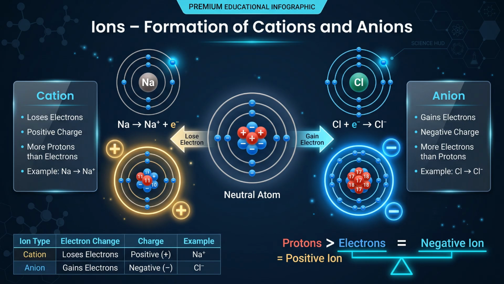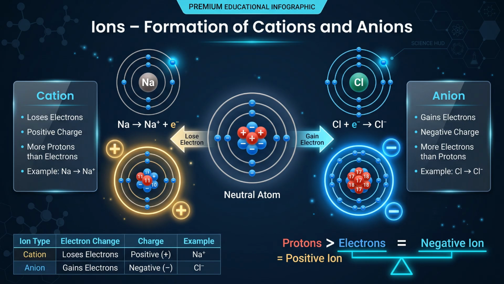Many common elements form predictable ions. Sodium forms Na⁺, potassium forms K⁺, magnesium forms Mg²⁺, calcium forms Ca²⁺, aluminum forms Al³⁺, chlorine forms Cl⁻, oxygen forms O²⁻, sulfur forms S²⁻, and nitrogen forms N³⁻. The superscript tells us how many electrons have been lost or gained. A positive sign indicates electrons were lost, while a negative sign indicates electrons were gained.